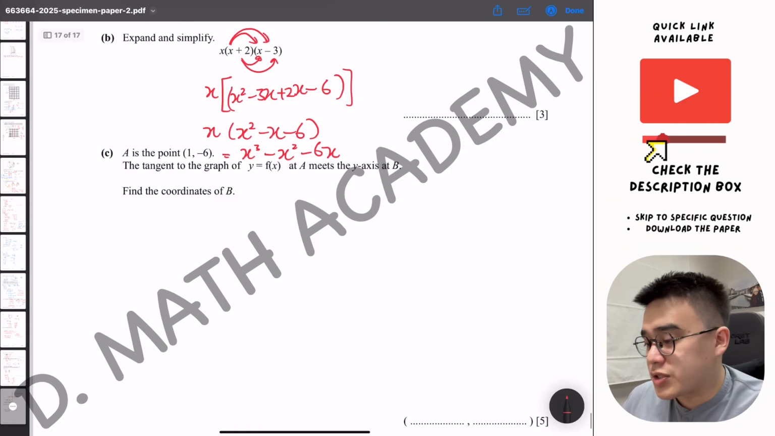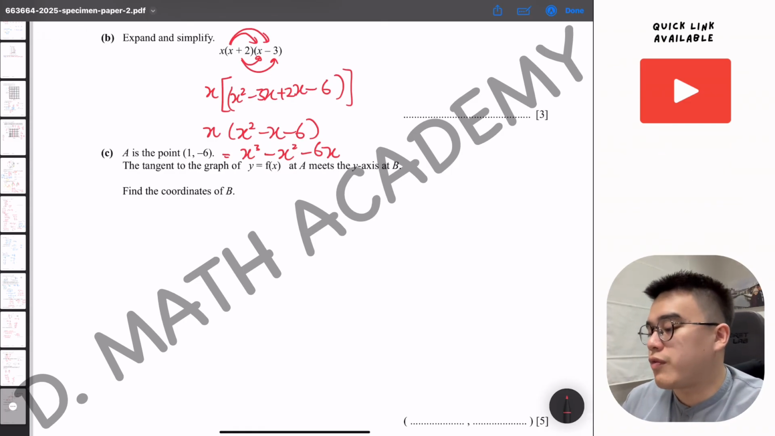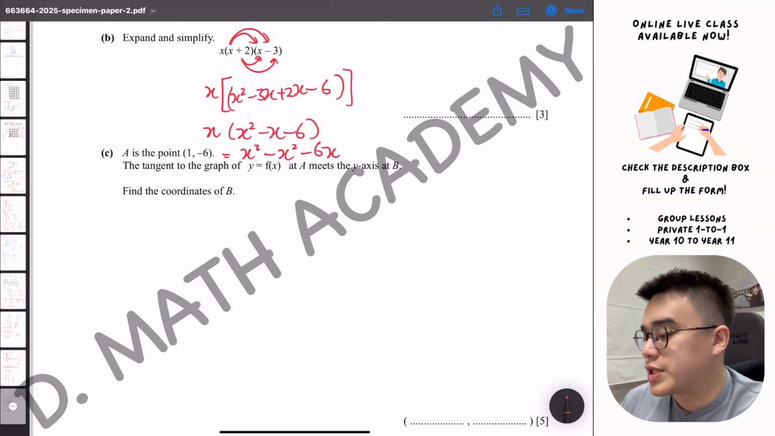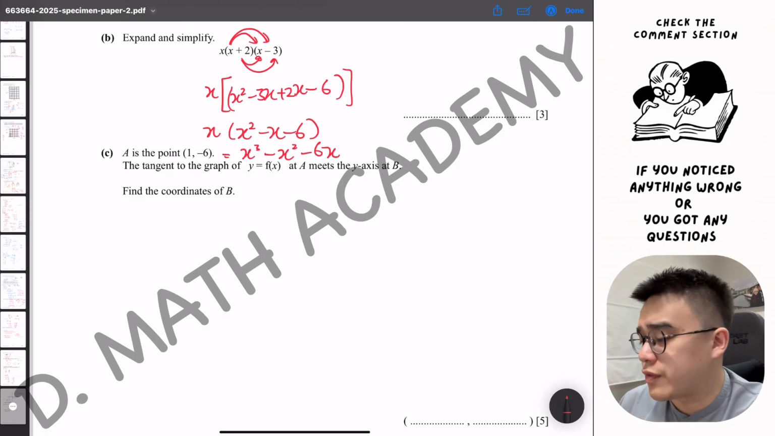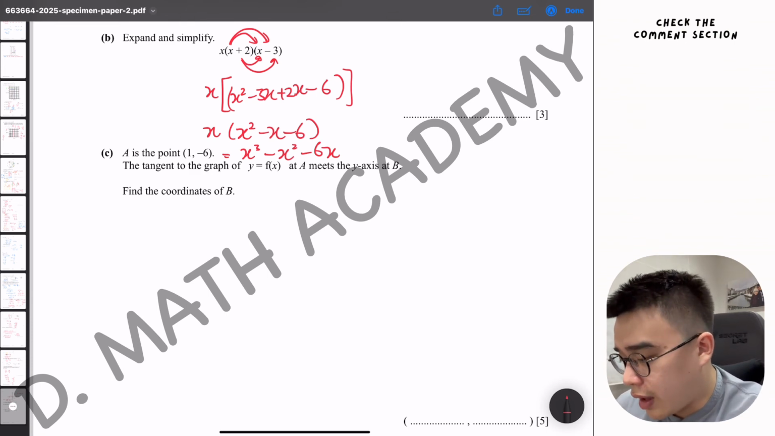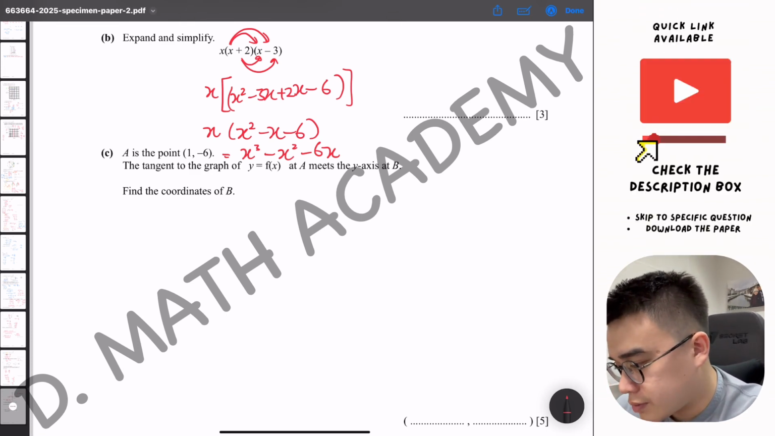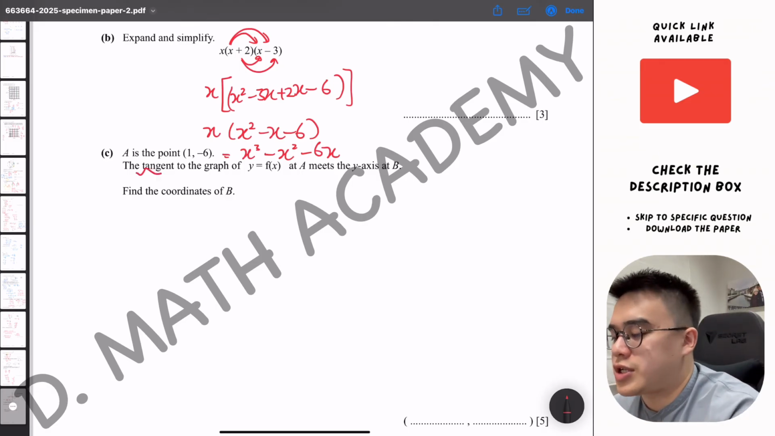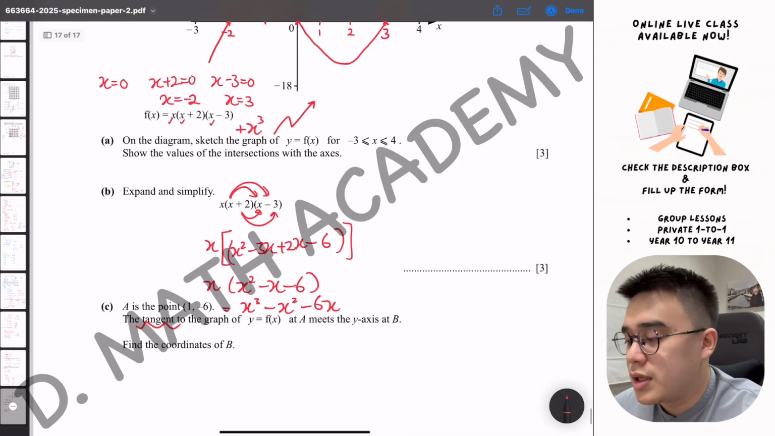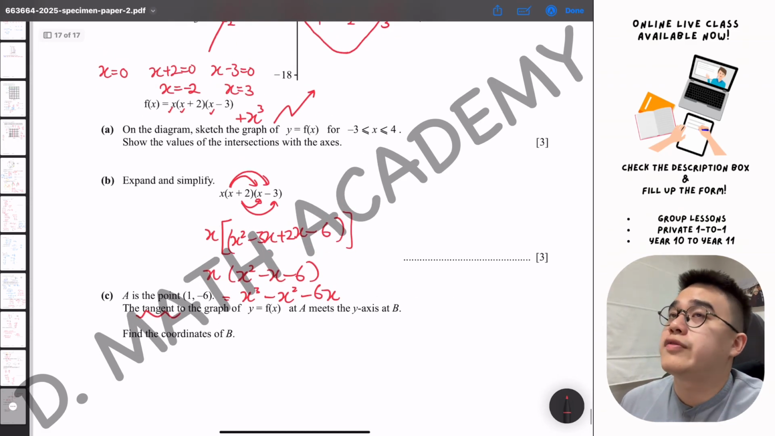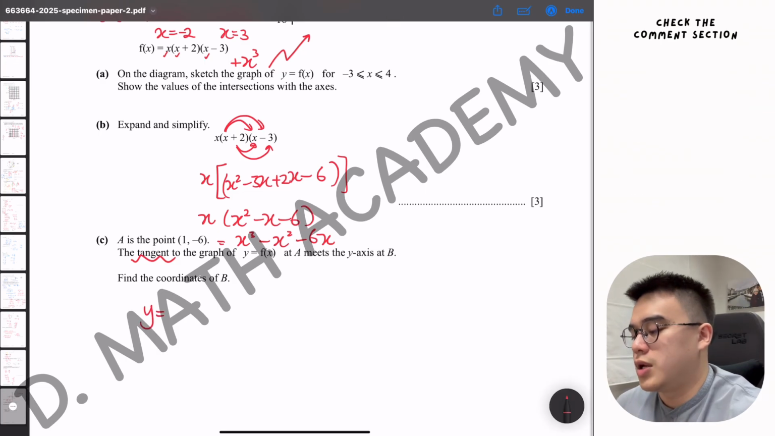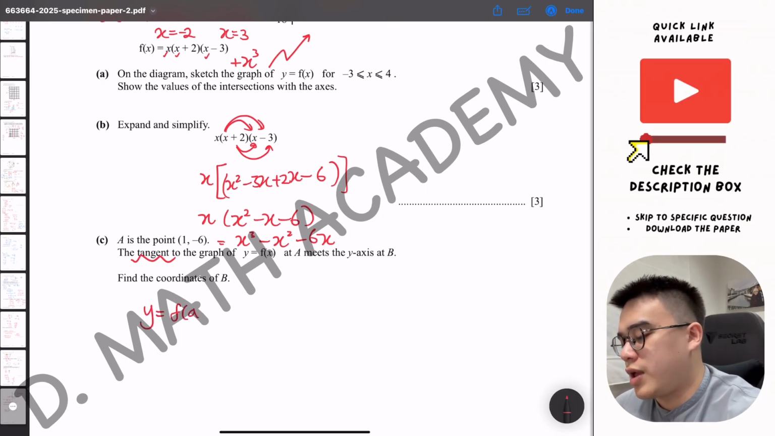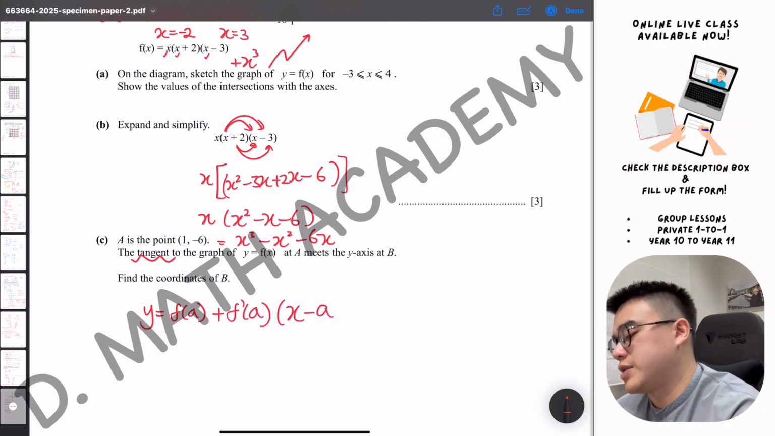Okay, so last question here. A is a point with 1, -6. The tangent to the graph meets A at y-axis at B. Find the coordinates of B. Okay. So this is actually one of the formulas that I like. Okay, it's from your differentiation formula. It's called equation of the tangent equals to f(a) plus f prime a times (x minus a).